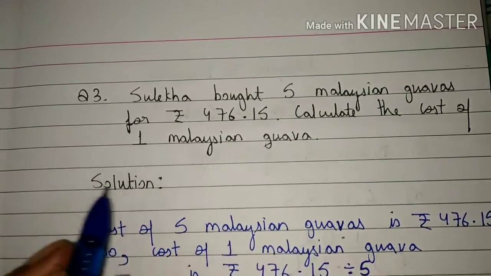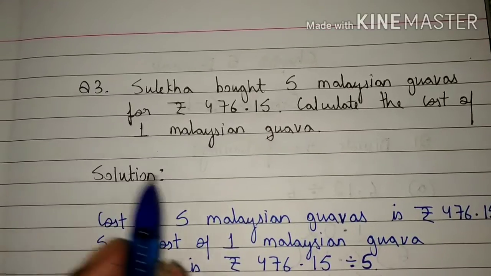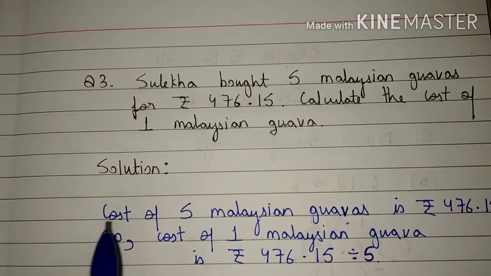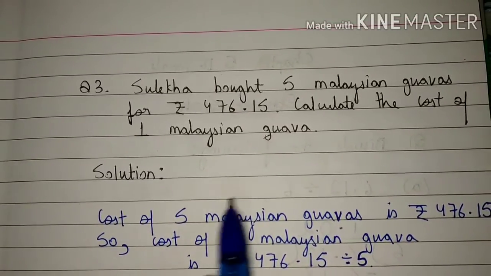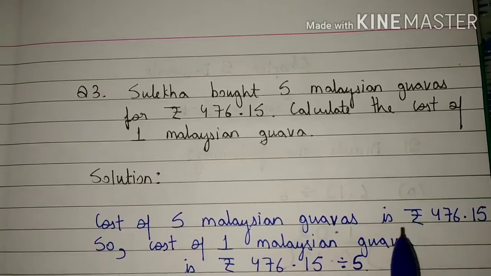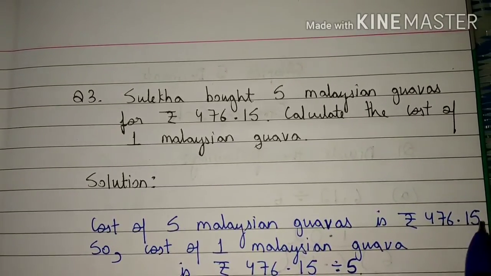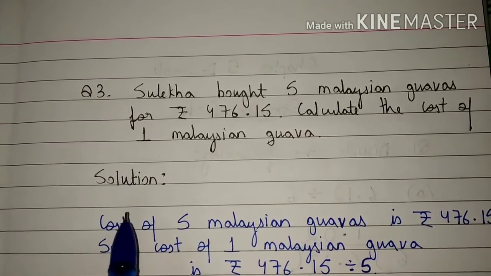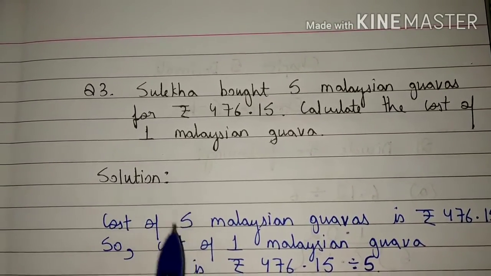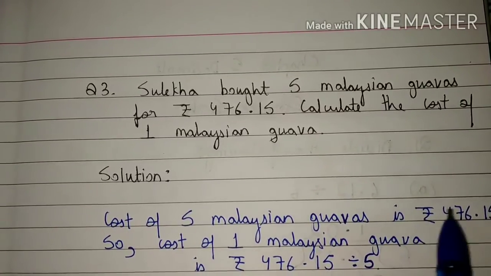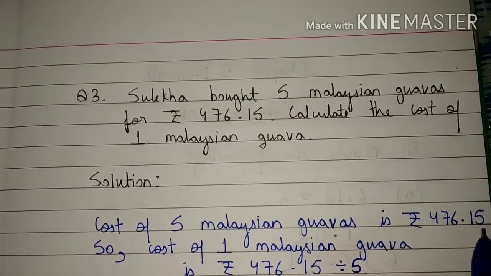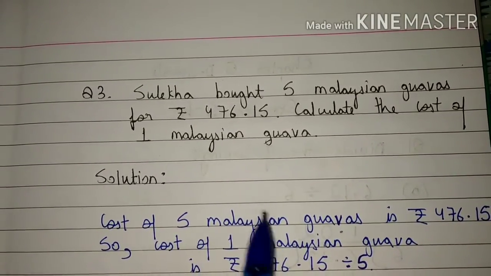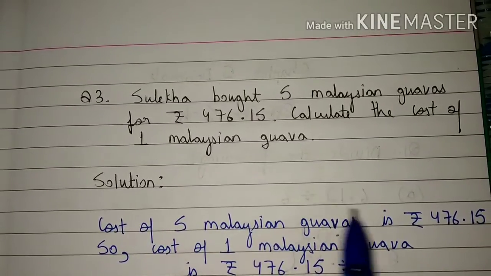Now students, come to solution. Students, first of all, you have to write statement like this. Cost of 5 Malaysian guava is rupees 476.15. Price of 5 Malaysian guava is rupees 476.15. Students, in this question, we have to find out the cost of 1 Malaysian guava.